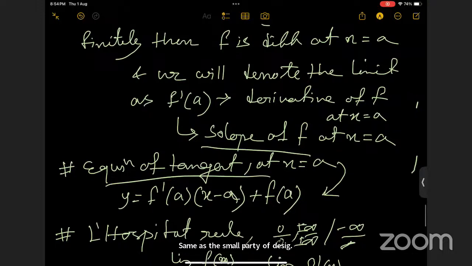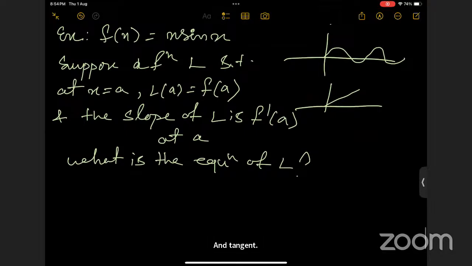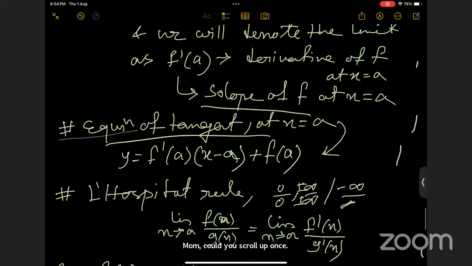Slope and tangent. Yes, ma'am. Ma'am, could you scroll up once? This is y is equal to f dash of a. That equation is also for linear approximation, right? Yeah, this is the equation for tangent. What is the difference between this equation of tangent and linear approximation? Because both the equations are the same.